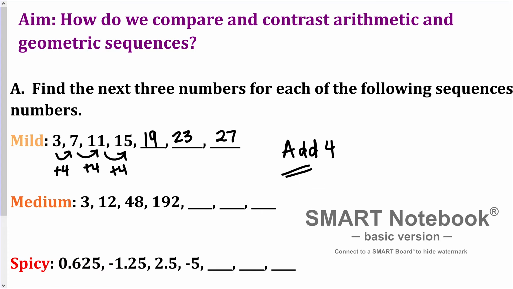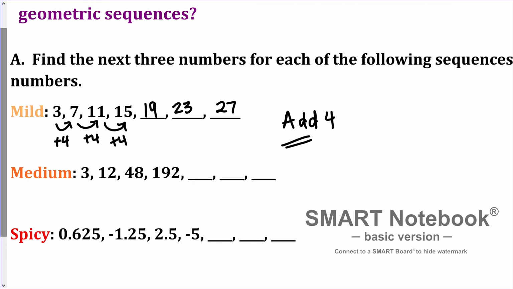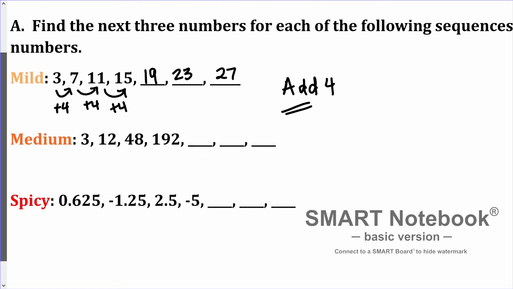Let's see the next one. 3, 12, 48, 192. Something I noticed right away is that it's going a lot faster than the last one. So maybe it's multiplying this time. These do look like multiples of 3. So 3 times 4 would be 12. Let's see if it keeps going. 12 times 4 is 48. And 48 times 4 is 192.